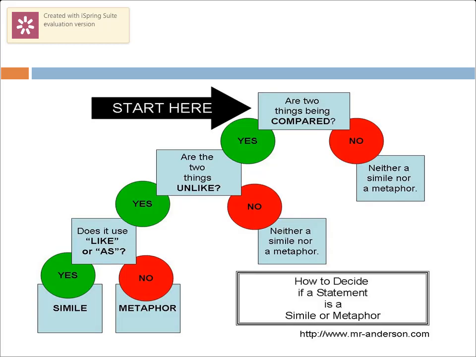Now, if we are given a statement, how can we decide if it's a simile or a metaphor? The first thing we need to do is observe if any two things are being compared in that statement. If yes, then we move forward. If no, then it's neither a simile nor a metaphor. If yes, then we have to observe whether the two things are unlike. If no, again it's not a simile or a metaphor. If yes, then we have to look at whether words like as or like are used in that expression. If they are used, it's a simile. If they are not used, it's a metaphor.